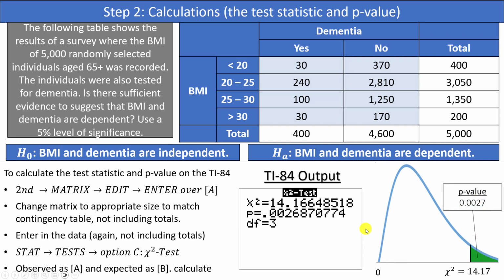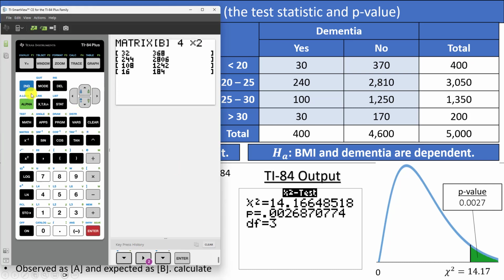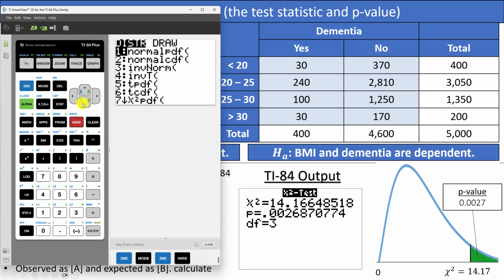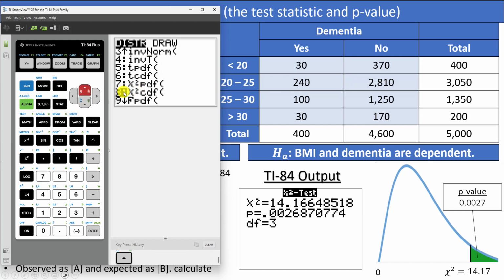Now I do want to also show you how you could get this p-value using another function on the calculator. Obviously here they gave us the p-value, but let's just assume that we didn't have this table and we weren't able to calculate this p-value using that chi-square option. Well, another option would be to use what is called chi-square CDF. If we go to second distribution, most likely you're familiar with normal CDF and maybe tCDF. Those found p-values for other distributions, but now we can use option 8 here for chi-square CDF.